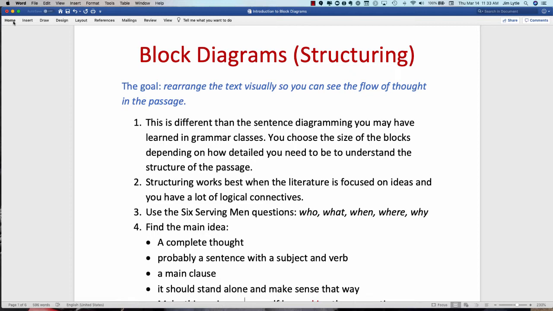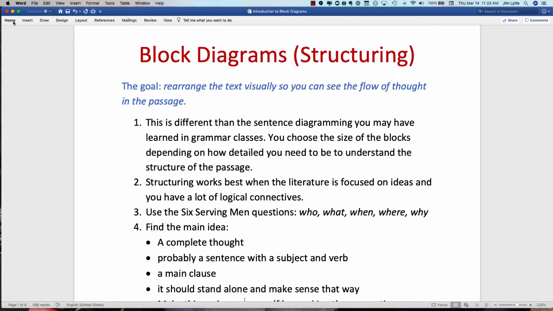Now, first of all, this is different than the sentence diagramming you learn in grammar class. We're not going to be breaking it down that far. And really, on a case by case basis, you choose the size of the blocks depending on how detailed you need to be to understand the structure of the passage. So I'll be doing that for you this time. Now, structuring works best when the literature is focused on ideas and when you've got a lot of logical connectives, the becauses and fors and so that's and the therefores that put the ideas together.